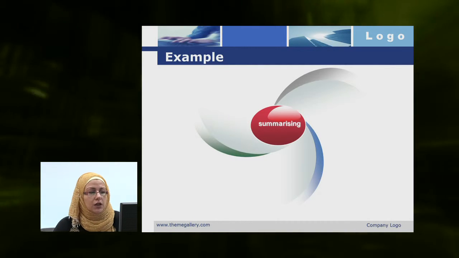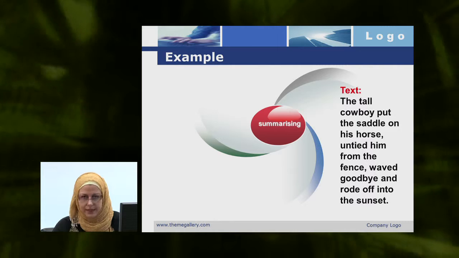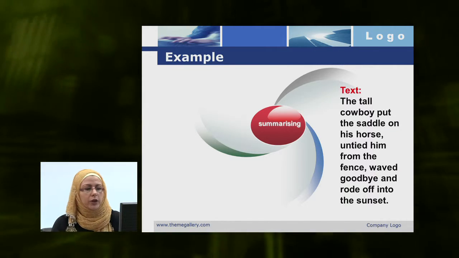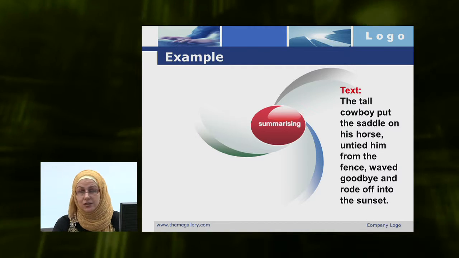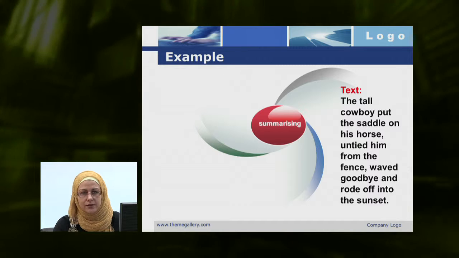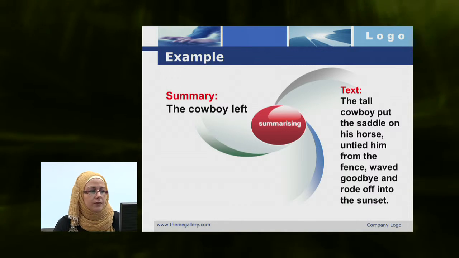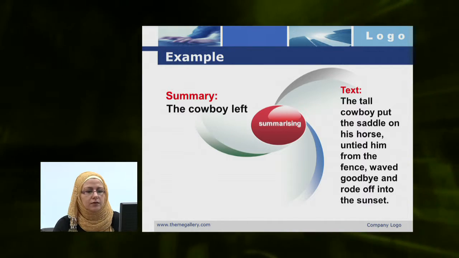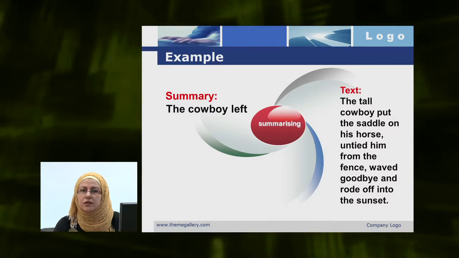Here's an example for summarizing. That's the text. It says, "The tall cowboy put the saddle on his horse, untied him from the fence, waved goodbye, and rode off into the sunset." A very simple summary says, the cowboy left. Where have all the other words gone?